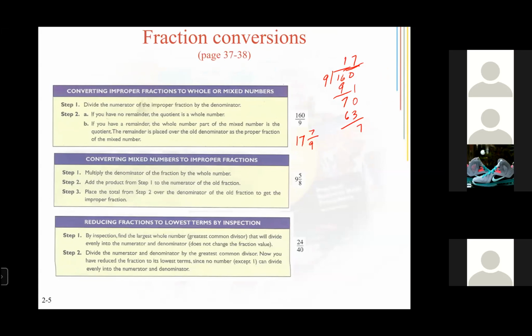Okay. So we went from improper to mixed. Now we have a mixed number that we want to change to an improper fraction. So what's the procedure there?